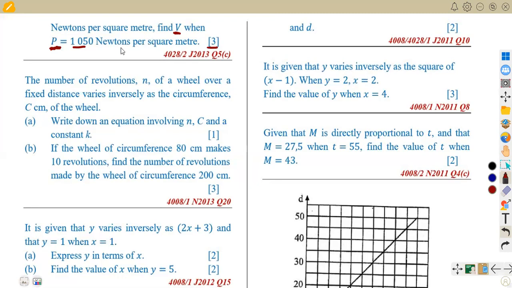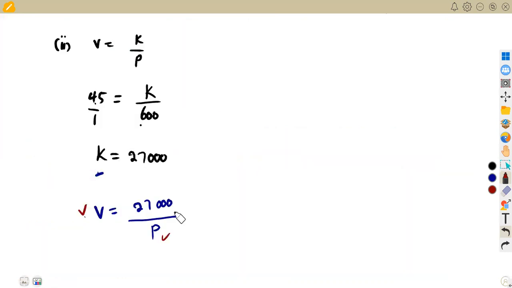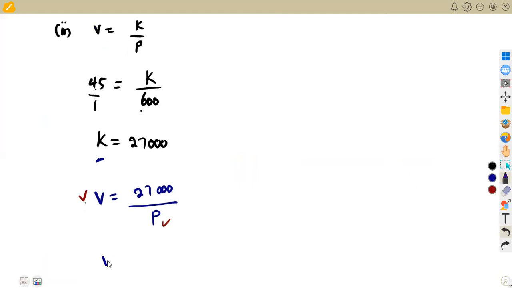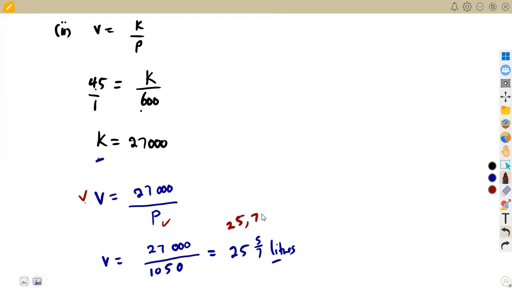So we are going to take the P and substitute into our equation in this case, all right? So we're going to substitute our P, and we can obtain the value of V this time. Our V is going to be 27,000 over the pressure in this case, which was 1,050. You're going to divide, and that is 25 and 5 over 7. Remember, this volume was given in what? In liters. Or as a decimal, that is 25.714, something like that, which is the volume in liters.